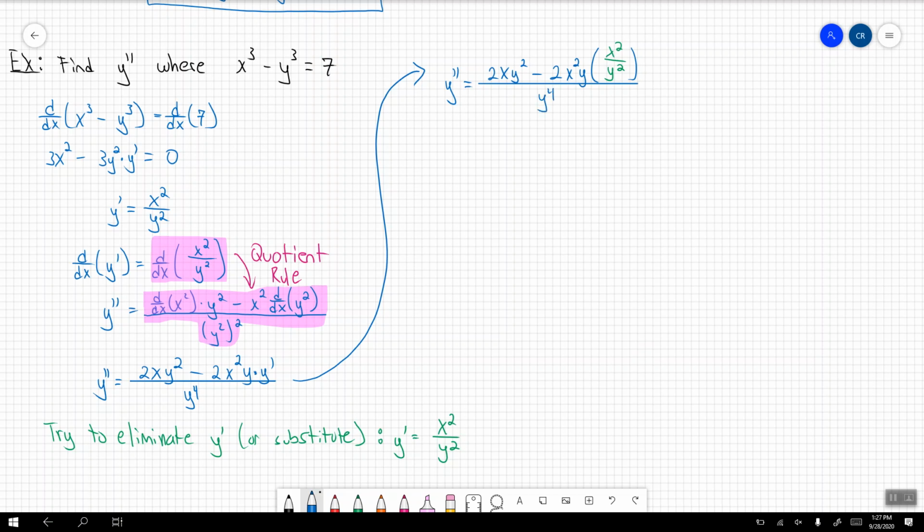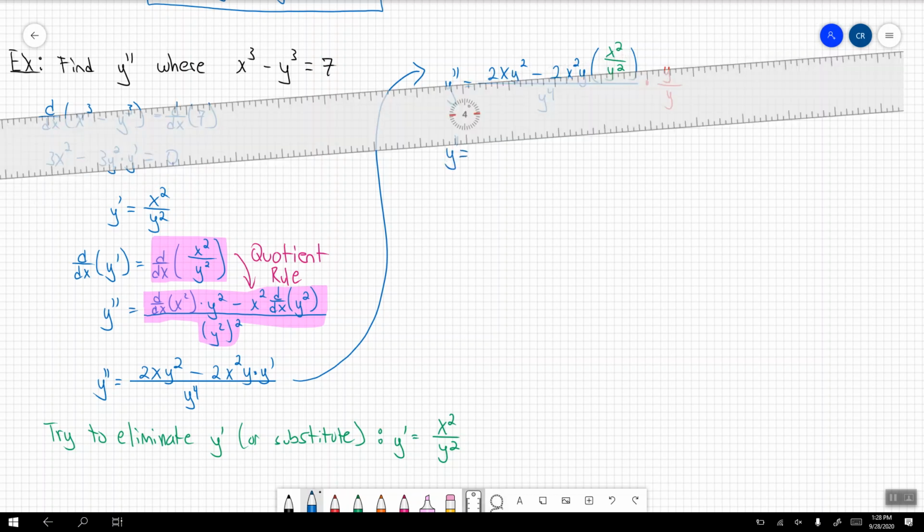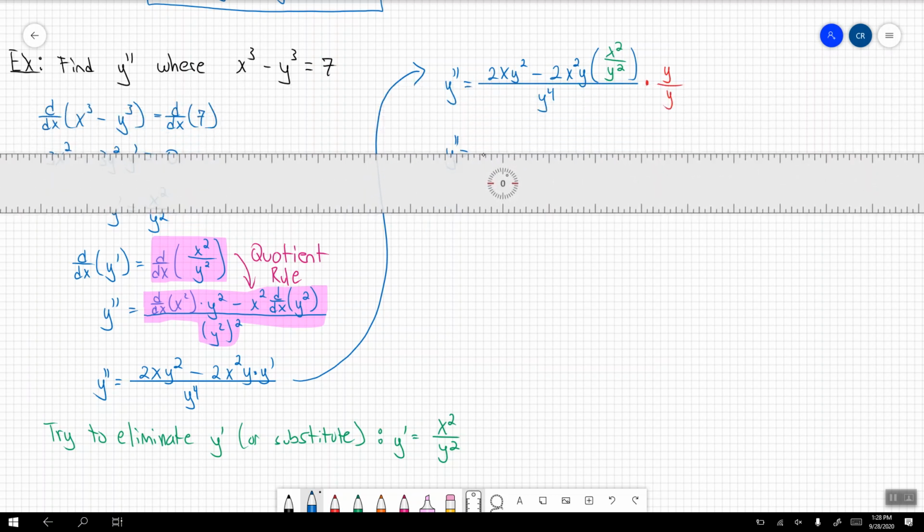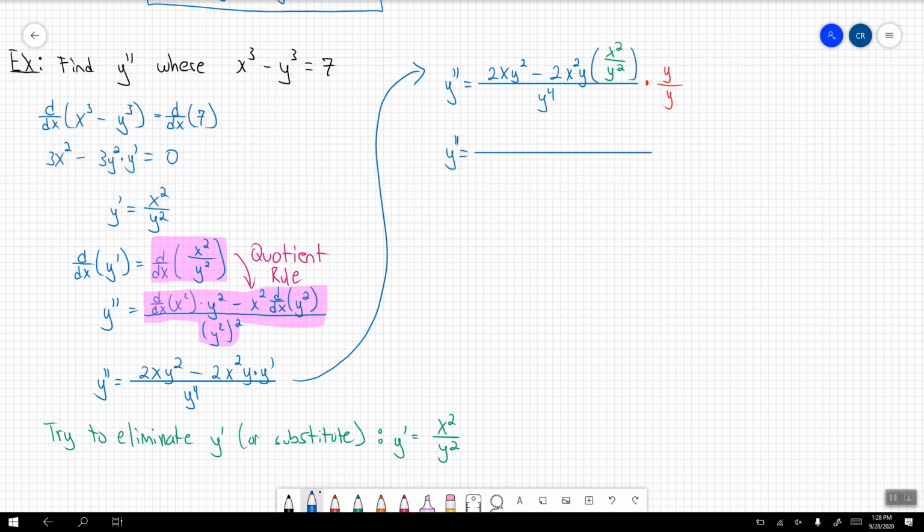So how do we simplify this? Well, what I'm going to do is I'm going to multiply both the top and bottom just by y. Multiply this by y, multiply this by y. In this instance, we now get this fraction for my second derivative to simplify just a little bit more.